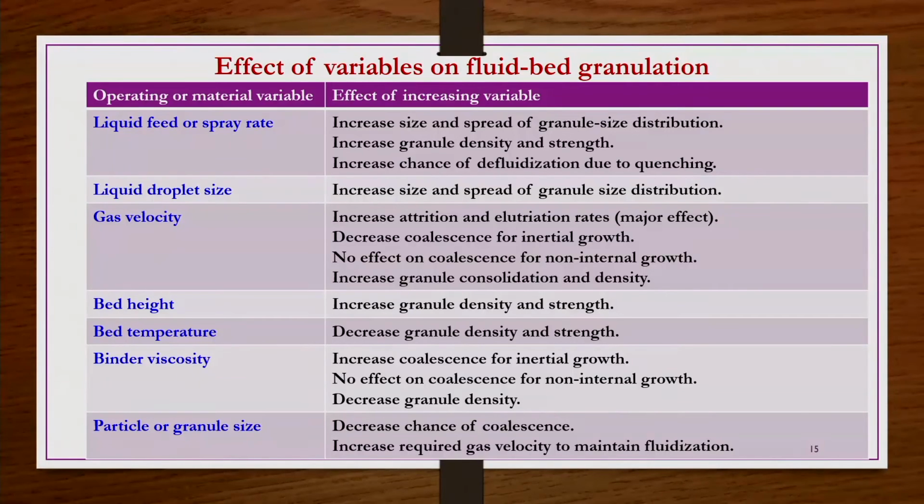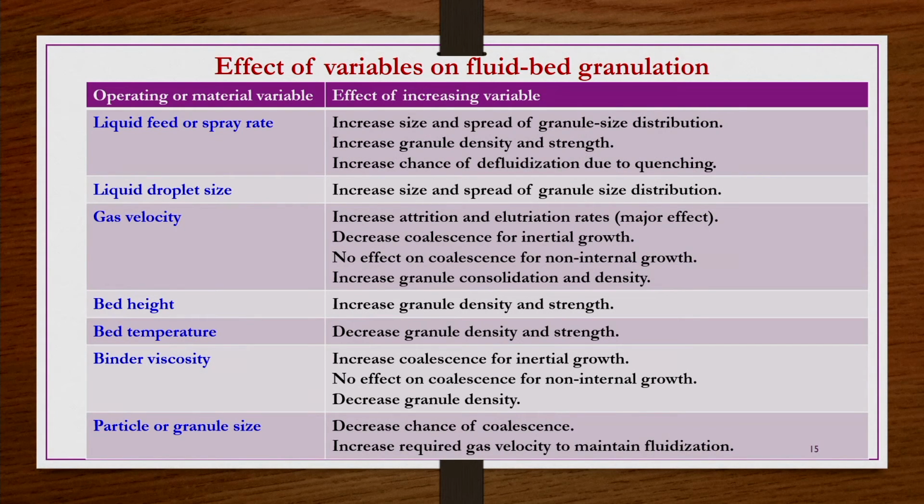It also decreases coalescence for internal growth and has no effect on coalescence for non-internal growth, and then causes increased granule consolidation and density as well. If you increase bed height, granule density and strength will also increase. If you increase bed temperature, the granule density and strength both will decrease. If you increase the binder viscosity, or the viscosity of the liquid, that increases coalescence for internal growth, and there will be no effect on coalescence for non-internal growth, and that will decrease the granule density.